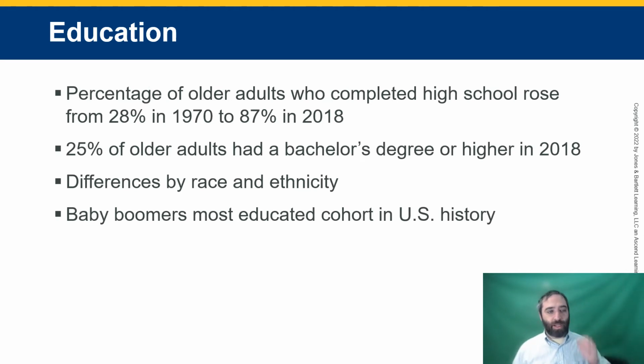All right, let's talk about education. The percentage of older adults who completed high school rose from 28% back in 1970 to 87%. So elderly people today are much more educated than they were back in the 1970s, which was about 50 years ago. 25% of older adults have a bachelor's degree or higher. This is great because typically people are much healthier as their education increases. However, there are differences based upon race and ethnicity, with some races having more education and others having less.